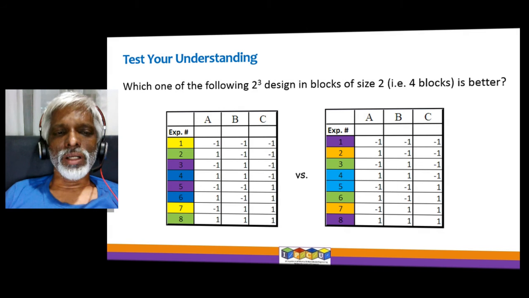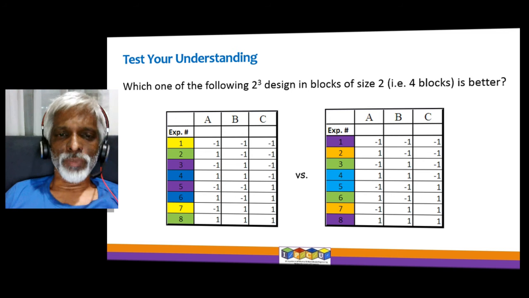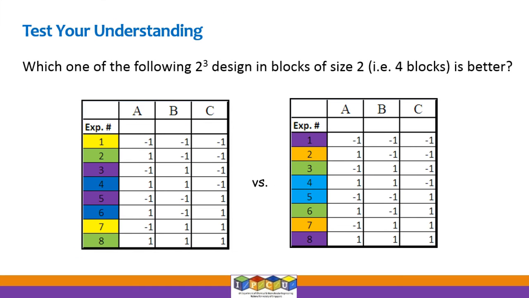Let us provide a closure to this topic by analyzing this problem in some detail. The problem was that we had to do a 2 to the power of 3 design. That means we had to conduct 8 experiments involving 3 factors at 2 levels each.